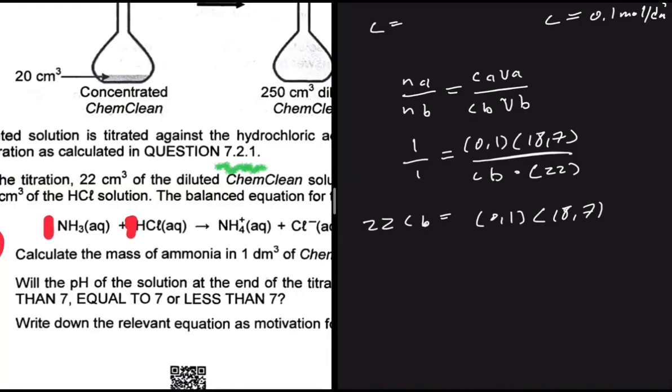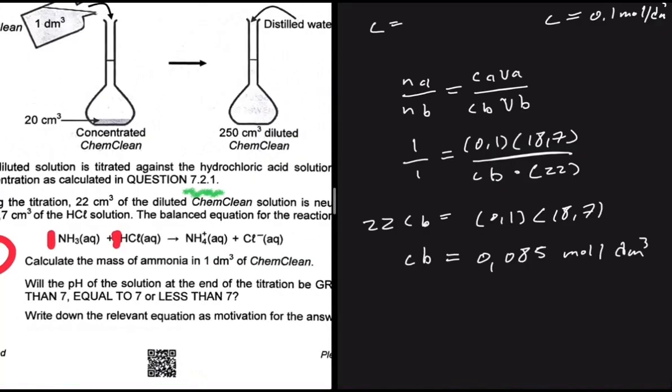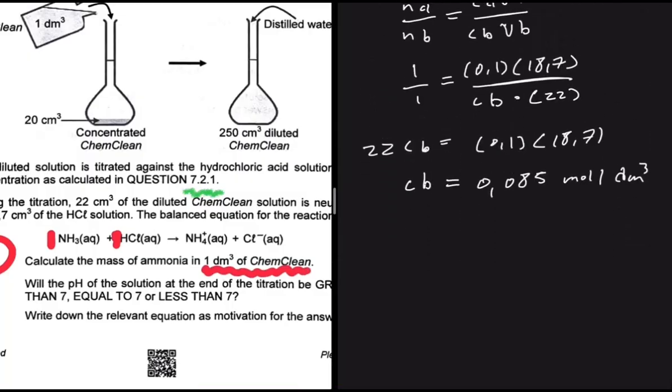So now, as you can clearly see, it is just a matter of dividing both sides by the coefficient of our base, right? So the concentration of the base will be equals to 0.085 moles per decimeter cube, right? There we have it. We have the concentration of our diluted base, right? But then we want the mass of ammonia in 1 decimeter cube of the concentrated ChemClean, right? This is where this formula comes in.